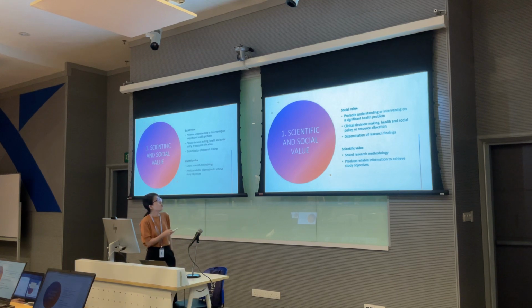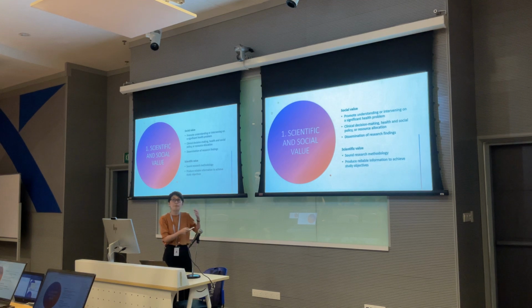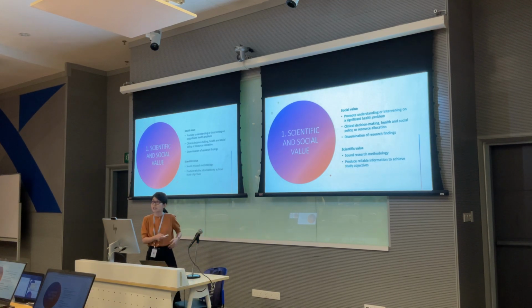Next is the scientific value. Scientific value means your research study has to be scientifically sound. You have a sound methodology which can bring confidence to the participants, and also provide reliable or valid data. You need a good method, right? If you simply do some experiment, will the data obtained be reliable? No, right? So of course you need an established, scientifically sound research methodology, and provide reliable or valid information to achieve your objective.